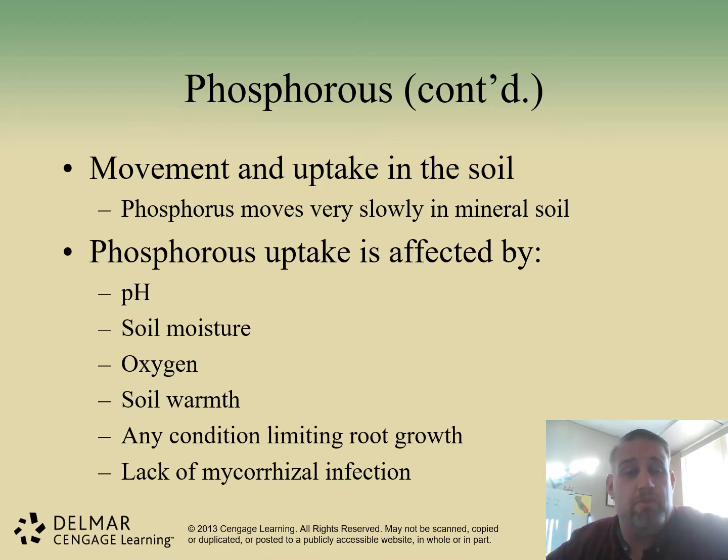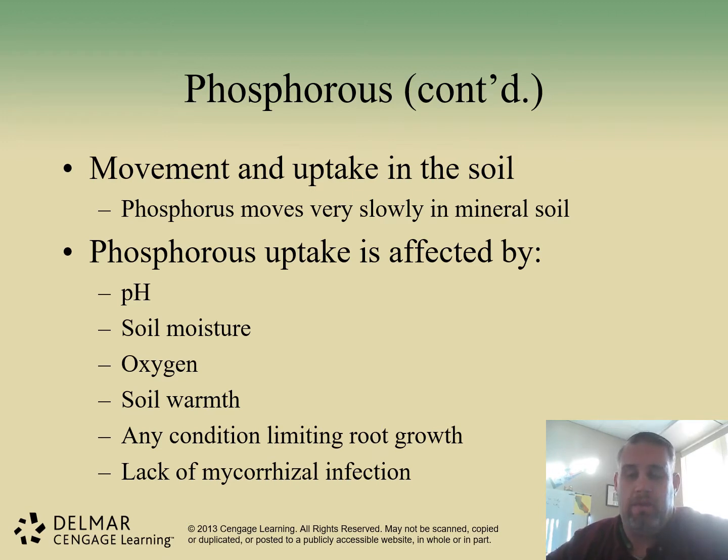As I said, phosphorus moves very slowly within the soil, and this can be affected by pH, because the phosphorus will become unavailable. Soil moisture, due to lack of movement. So obviously we need to have moisture to move these products within the soil. If there is a lack of oxygen or the soil is not warm enough, then we have a problem with the phosphorus not being able to be taken up.